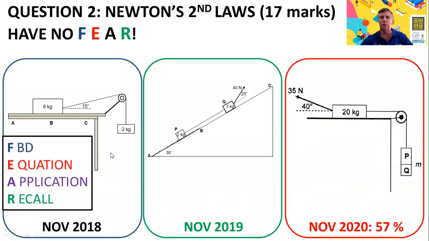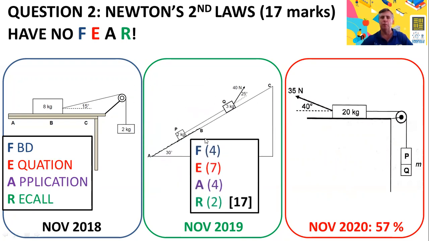Because you can break up this question into 4 parts. And I'm going to show you that in each of these question 2s, there is a free body diagram to be drawn, an equation to be solved, always Newton's second law, an application asking you to explain something, and a recall question. The equation is usually the hardest bit, but even if you don't get full marks there, you can get a lot of marks in these other parts. So on average over these 3 years, the free body diagram counted 4 marks, the equation 7 marks, the application questions 4 marks, and the recall question 2 marks, making up the average of 17 marks.